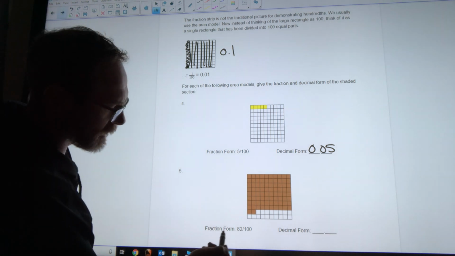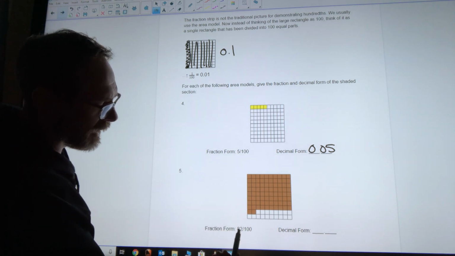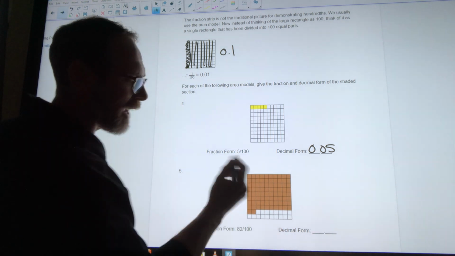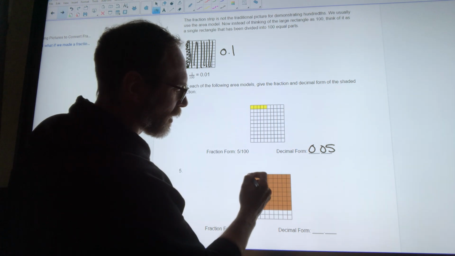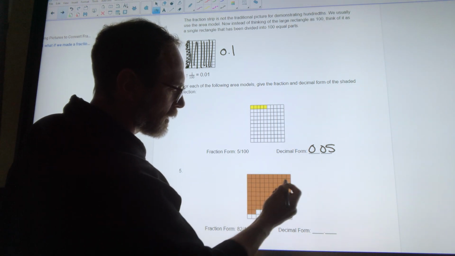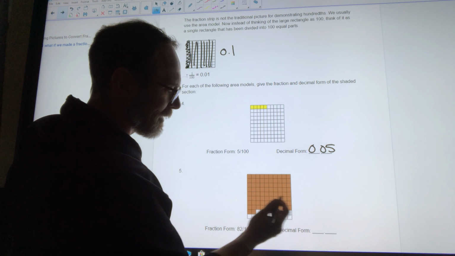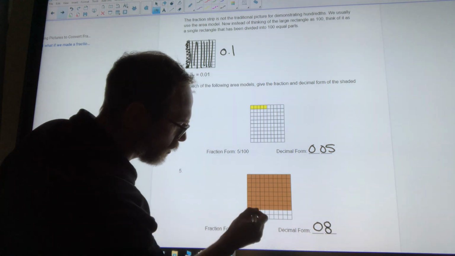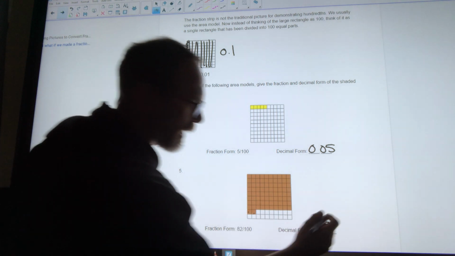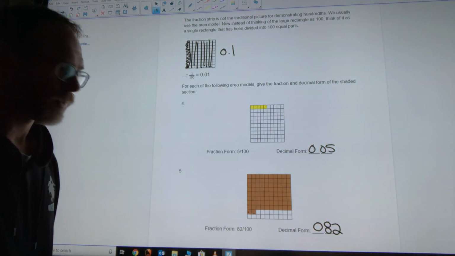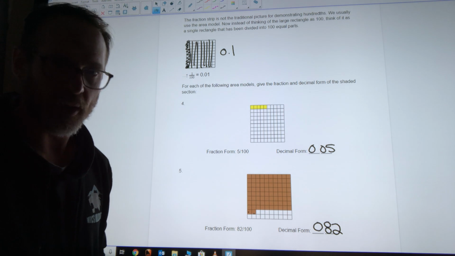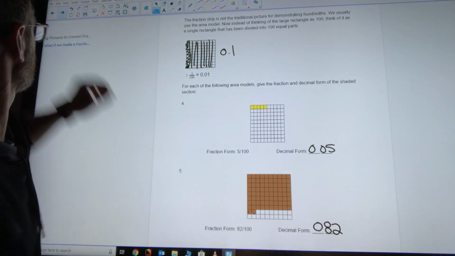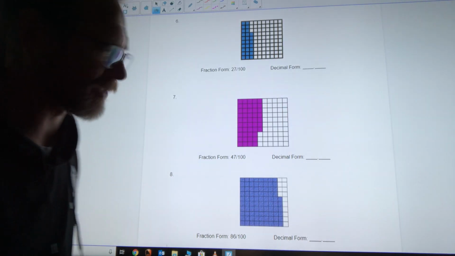Now, for number 5, it's 82. I have 8 tenths, all right? There's 1/10, 2 tenths, 3 tenths, 4 tenths, 5 tenths, 6 tenths, 7 tenths, 8 tenths. So that would be 0.8. And then I have 2 more here that are just hundredths. So that's 0.82, 82 hundredths. 0 with 8 tenths and 2 hundredths. Sometimes it's hard to say the ths.